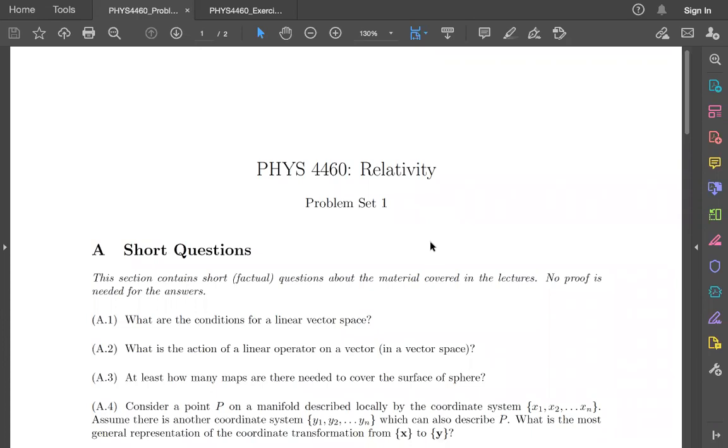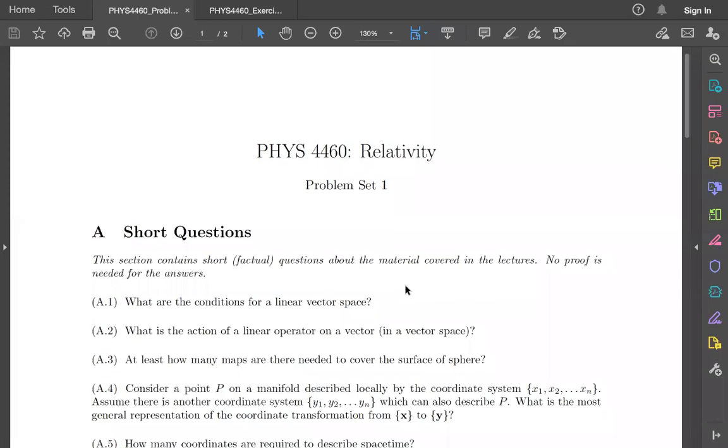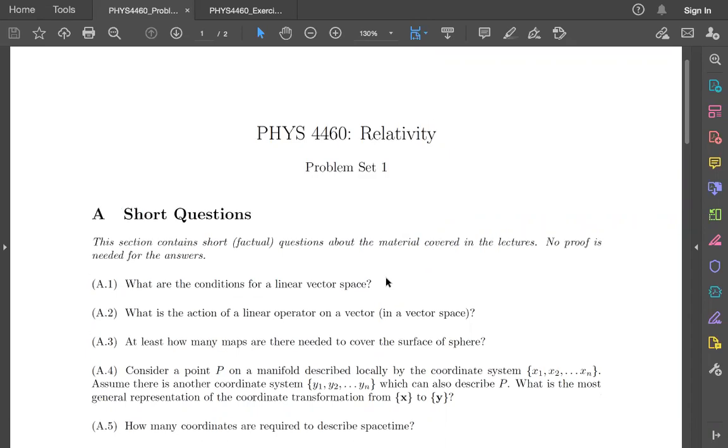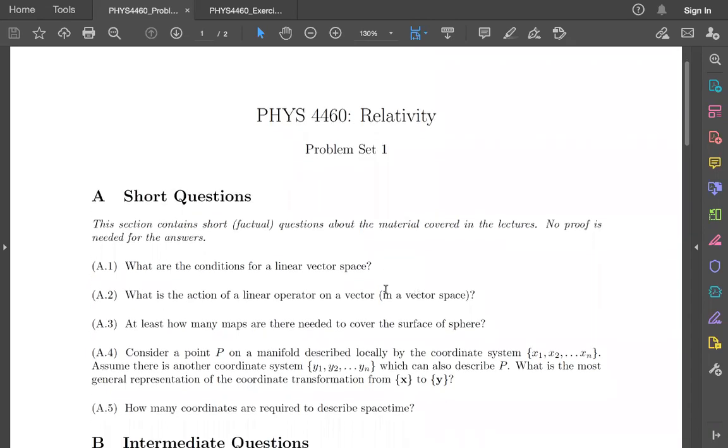I believe the purpose of the exercise class is to help you go through our problem sets. So I'm going to go through problem set 1 with you. I believe you're already able to look at problem set 1 because it should have been uploaded to Blackboard. Let's go through it very quickly.